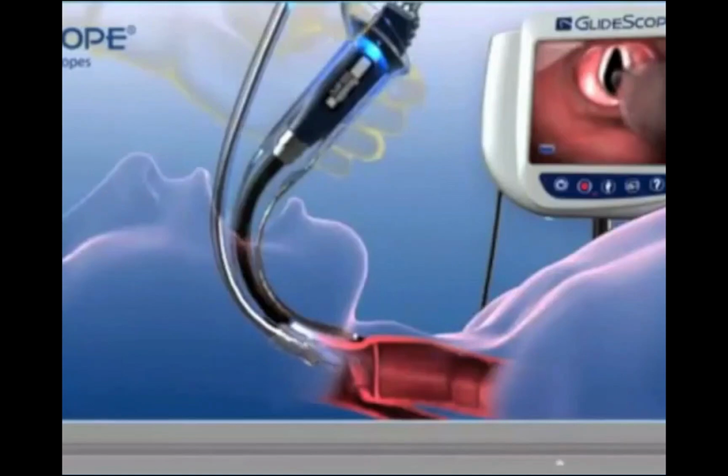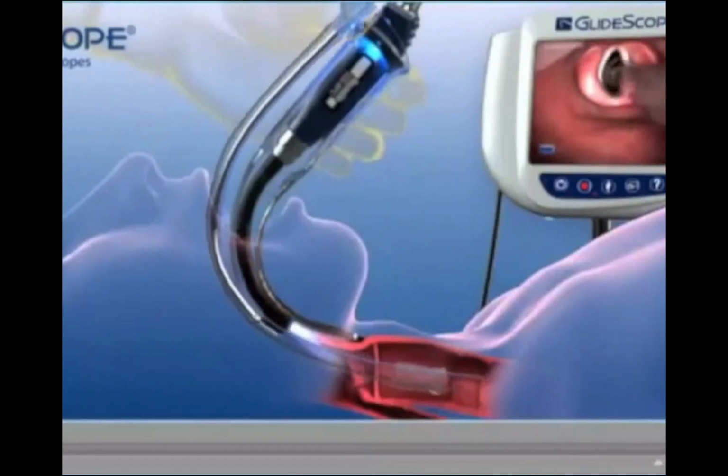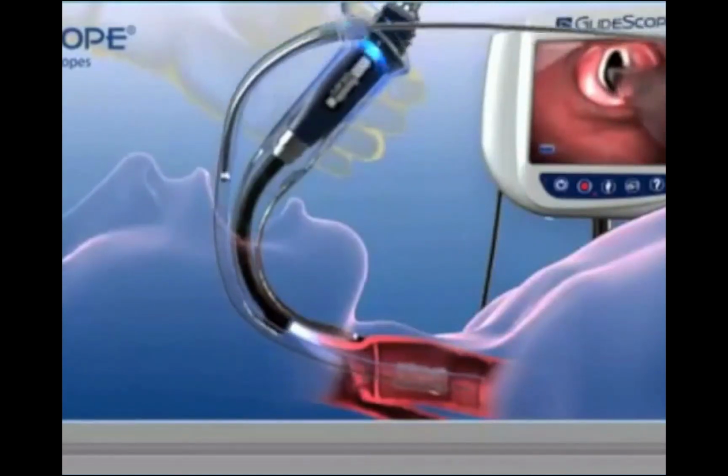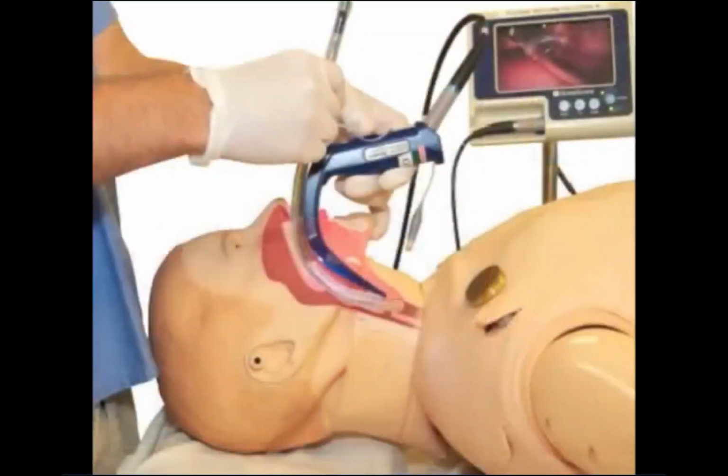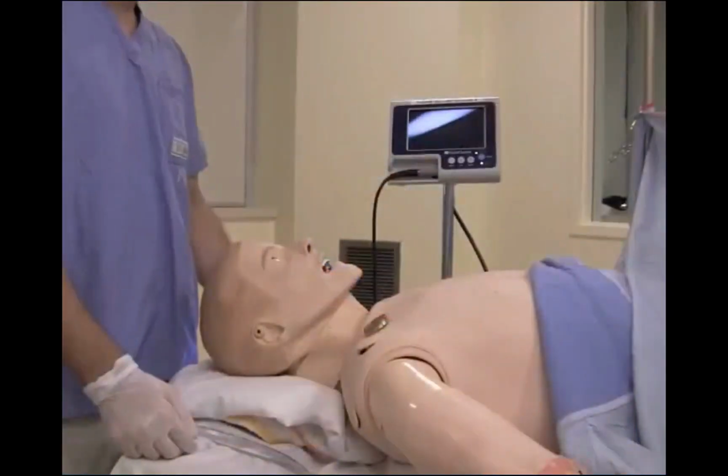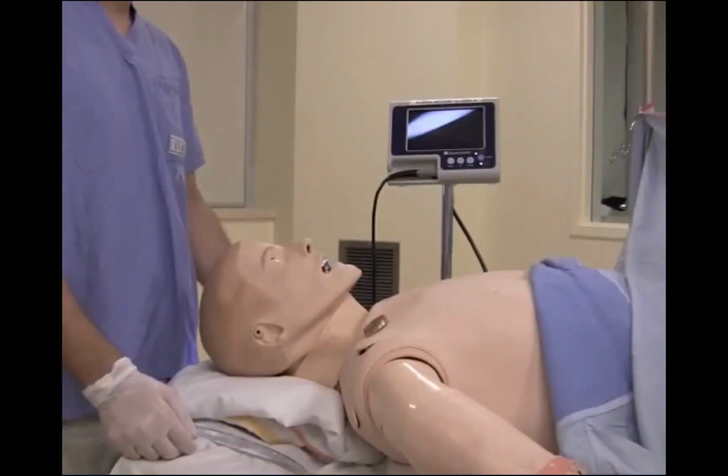In summary, it is important that the blade and stylet are introduced into the mouth under direct visualization. The monitor image is used to fine-tune the placement of the blade and advance the tracheal tube into the trachea. Next, we will demonstrate a Glidescope intubation.